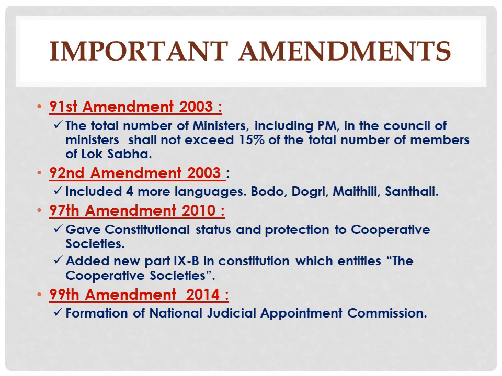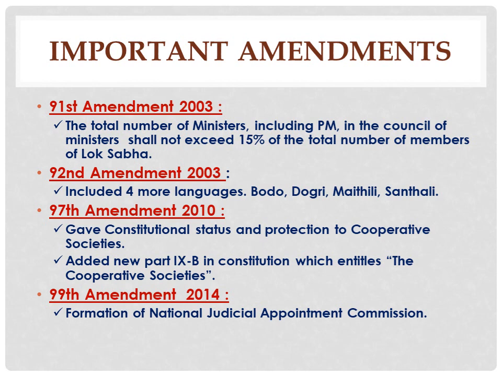Then the 92nd Amendment 2003. It included four more languages. Those are Bodo, Dogri, Maithili, Santhali. With this, the total number of constitutionally recognized languages increased to 22. 97th Amendment of 2010. It gave constitutional status and protection to cooperative societies. It added a new Part 9B in the Constitution which entitles the cooperative societies. The amendment's objective is to encourage economic activities of cooperatives, which in turn help the progress of rural India. It is expected to not only ensure autonomous and democratic functioning of cooperatives but also the accountability of management to the members and other stakeholders.